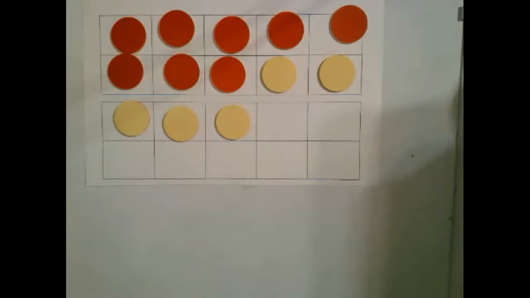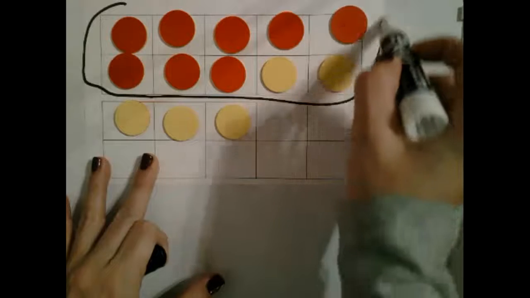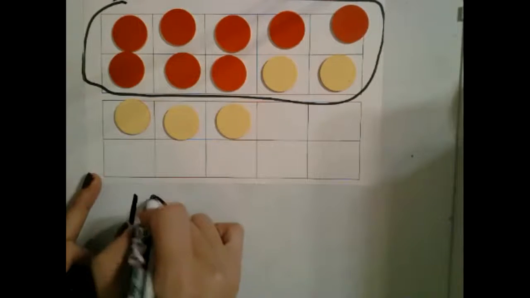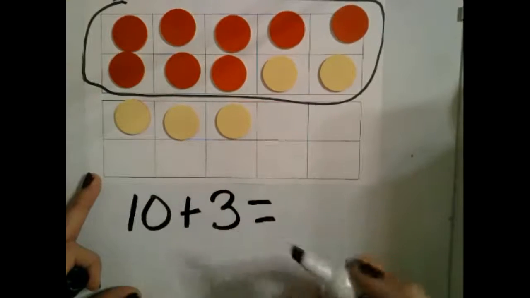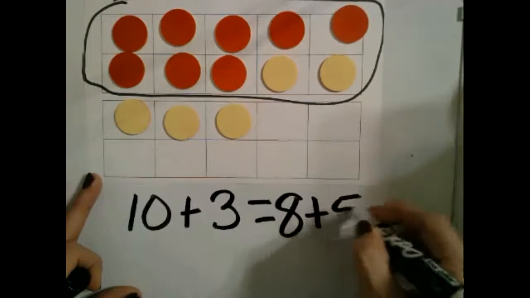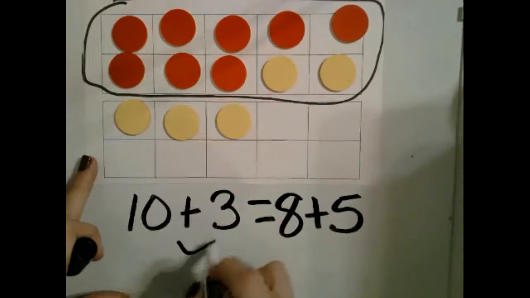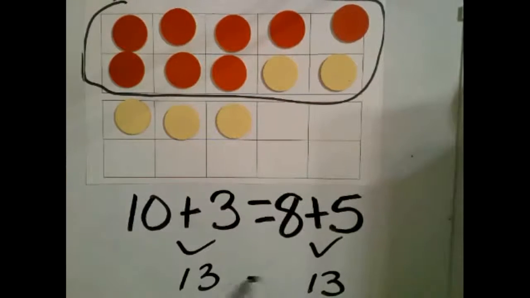Now I can easily see that I have a group of 10. So I have 10 plus 3, and that's the same as 8 plus 5. They both equal 13. So I just made this true and this true so that they both equal the same amount.